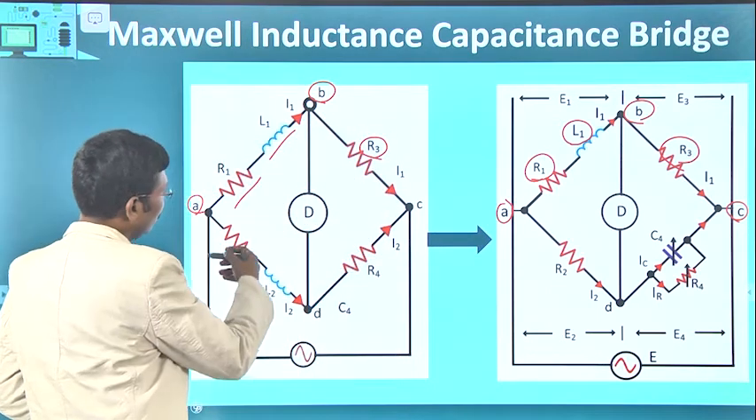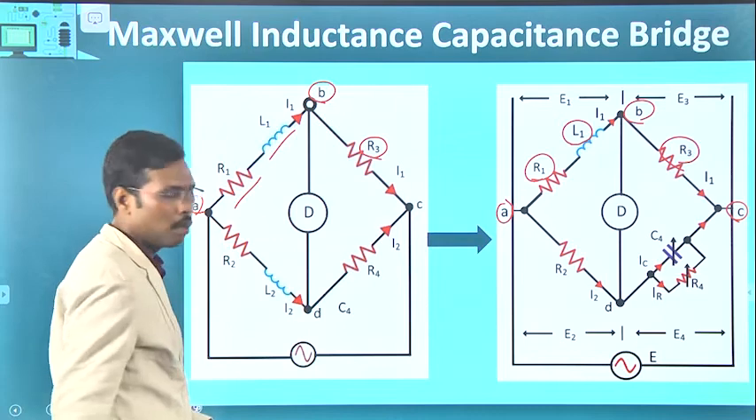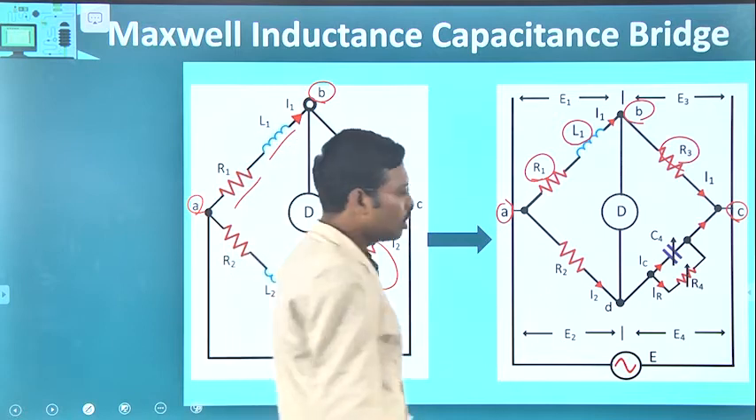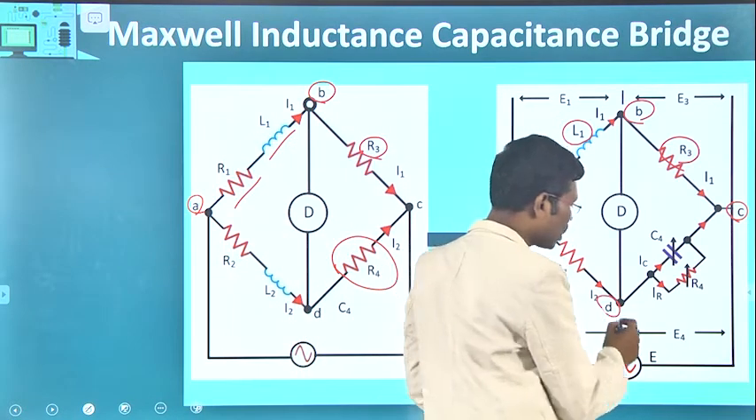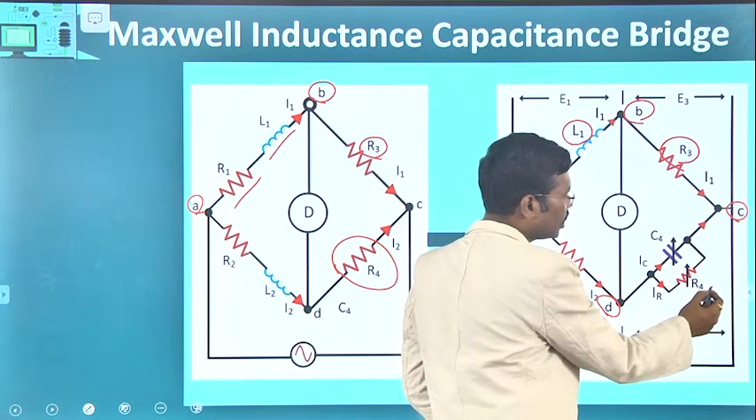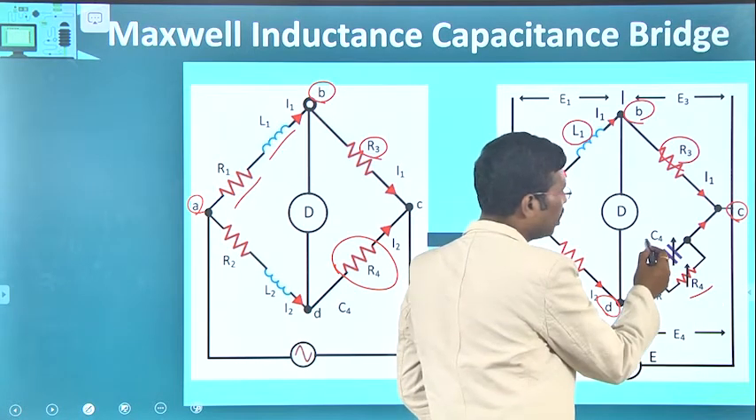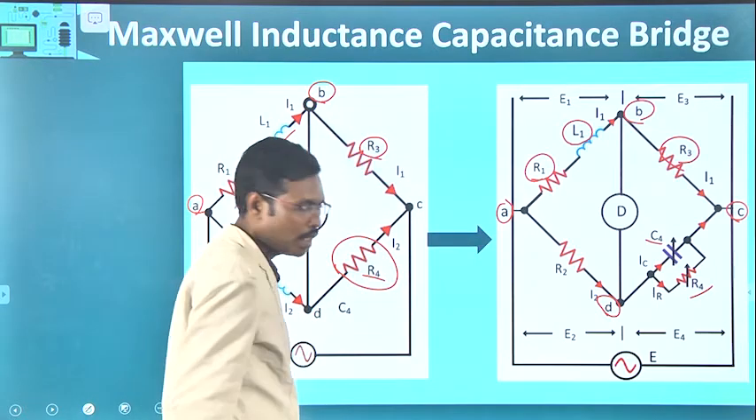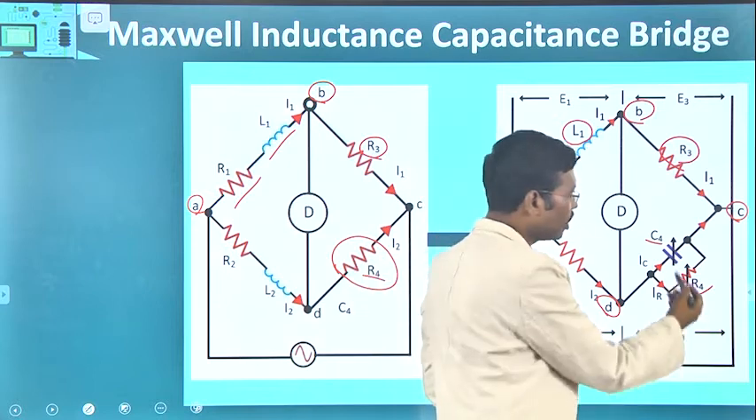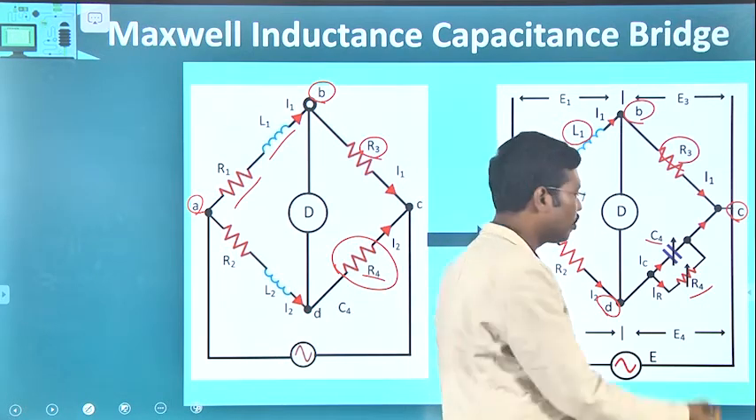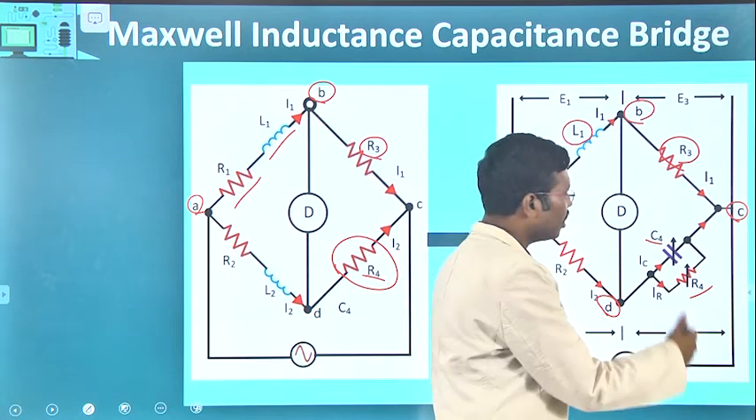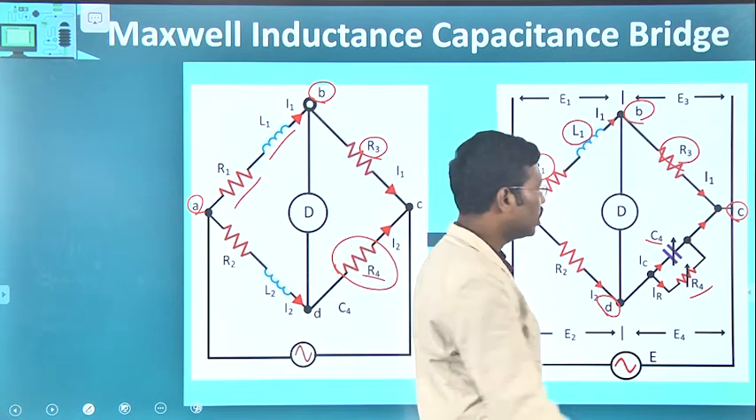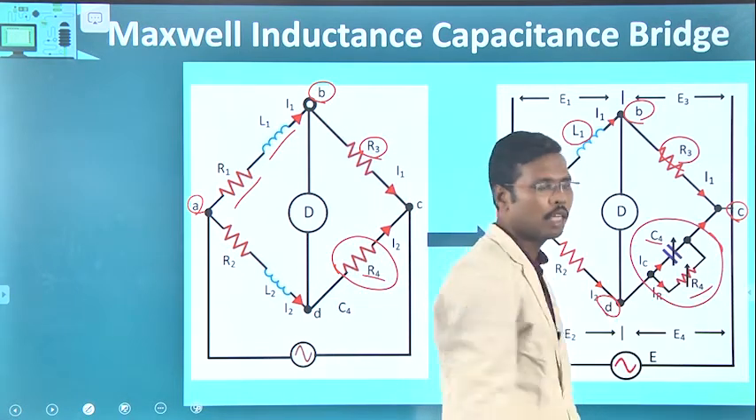And in the arm CD of the general purpose bridge, we have a standard resistance R4. But if you observe the arm CD of the Maxwell inductive capacitance bridge, along with this resistance R4, we have a variable capacitance C4. In the general purpose bridge, R4 is a standard resistor, and in the Maxwell inductive capacitance bridge, that standard resistance R4 is replaced by a variable resistance R4, and a variable capacitance C4 is added in parallel to it. So this is a major modification to a general purpose bridge.